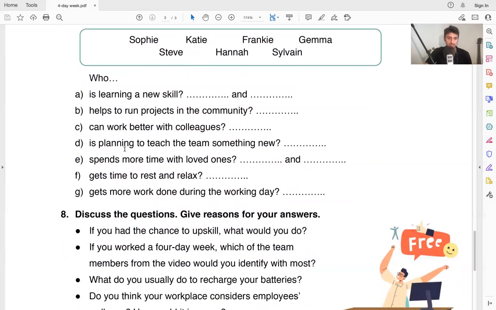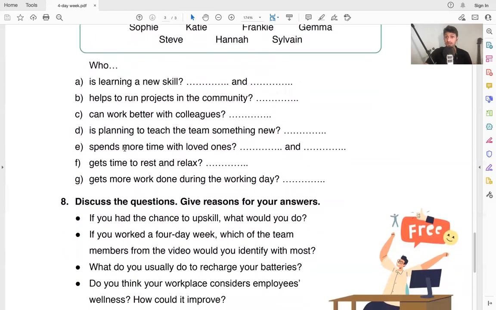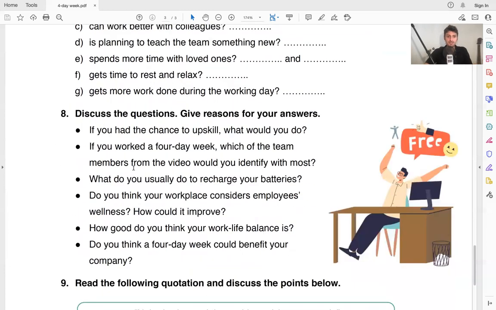And of course, you need to get time to rest, relax. That's very important. And you need to get more work done. So some people say if you work less, you get more work done because you're more effective, you're more efficient. Okay. So let's discuss these questions.